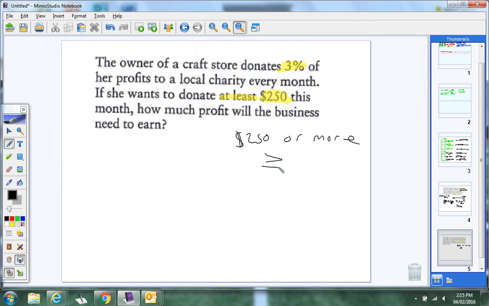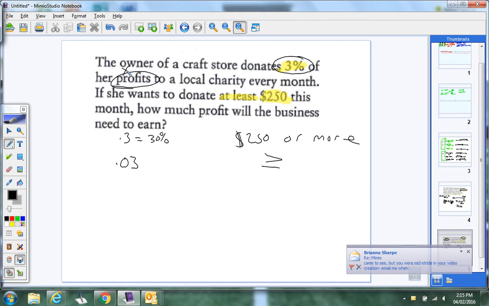So first off, 3% as a number is 0.03. Remember, not 0.3. That's 30%. So don't mess that up. So, 3% of her profits. Profits is our variable. That's what we don't know. It changes. So we have 0.03 x, and then we have 250.